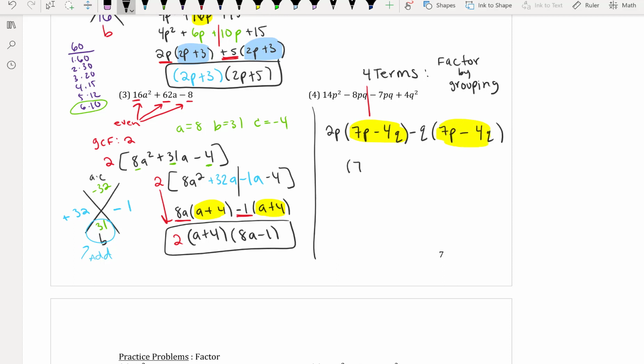So I'm going to have my 7P minus 4Q. And I'm going to have my leftovers go in their own parentheses, so that's my 2p minus q. And that is going to be my final answer. Okay.